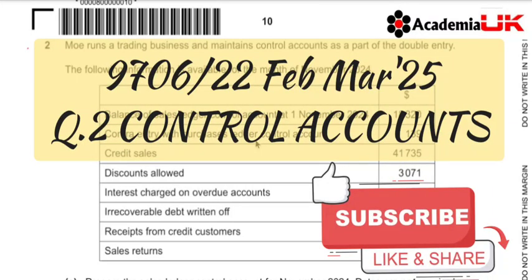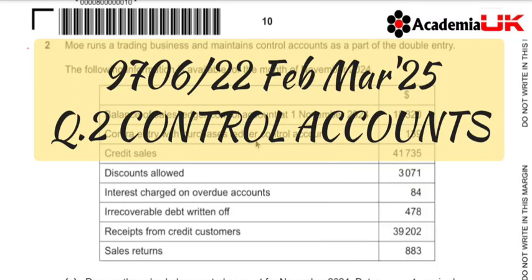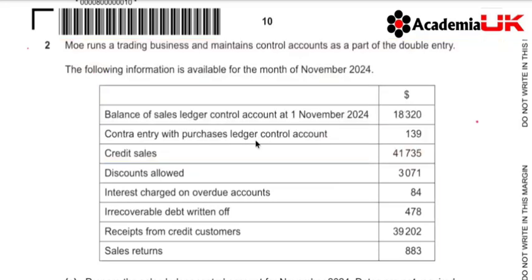Hello guys, so this is your question 2 from 9706 paper 22. This is your February March 2025 paper, the most recent paper available at the moment. So this question 2 is regarding control accounts. This is a very basic and easy question, as you will see as we move on. So, reading on with the question.